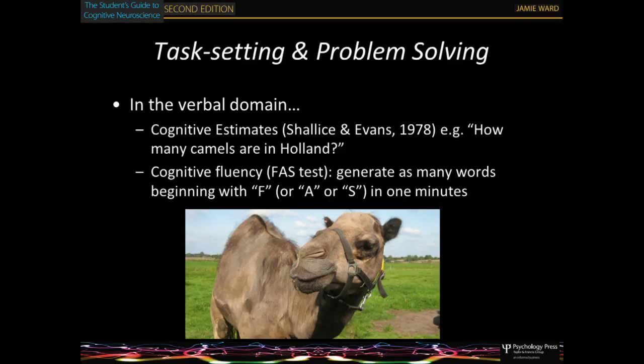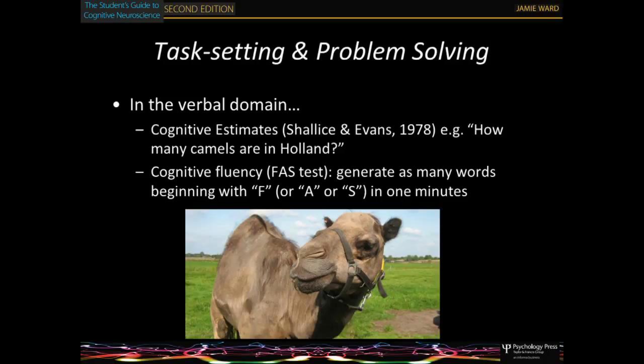So that was a visuospatial thing. So this is a verbal one. So how many camels in Holland? When I Google this, there's a book called How Many Camels Are in Holland? It's about somebody's Alzheimer's and their brain problems and so on. But it's an item in this test.